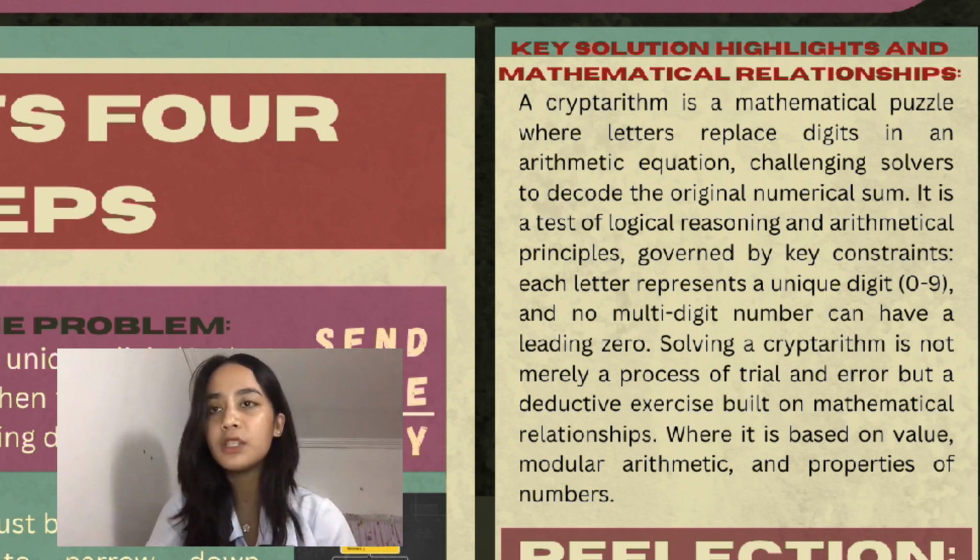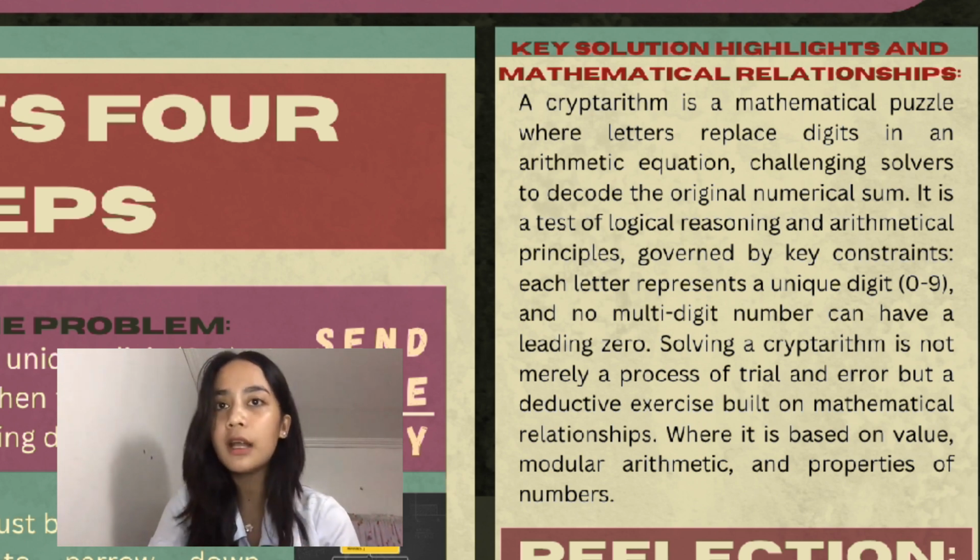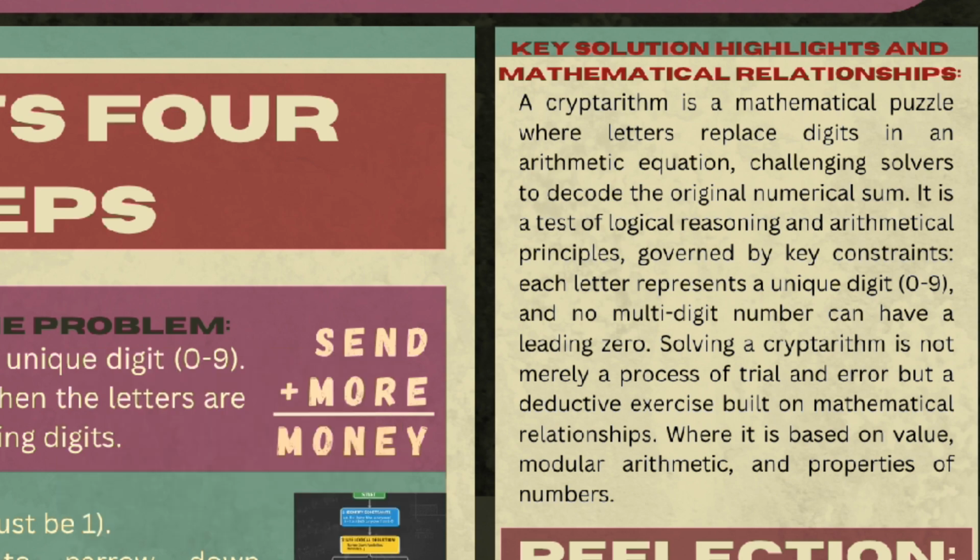Let's talk about mathematical relationships. There are three. First, place value expansion. The letters are expanded into their place value components. Second, carryovers. The M in MONEY must be 1, as it represents a carryover from adding two single-digit numbers. Third, properties of parity: looking at the odd or even nature of digits can provide clues.